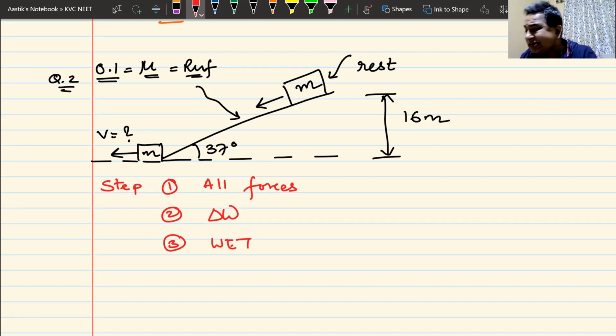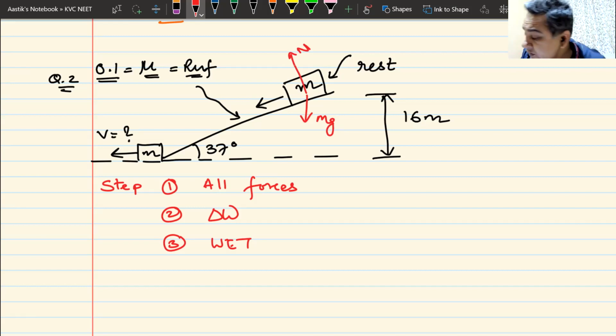So, anyone could do this? I've given you enough time. So, let us find out the forces. First of all, what are the forces acting on this block? Mg, normal reaction.